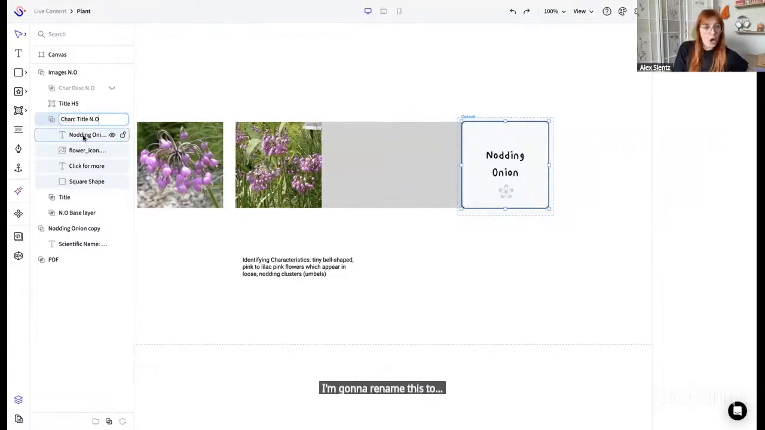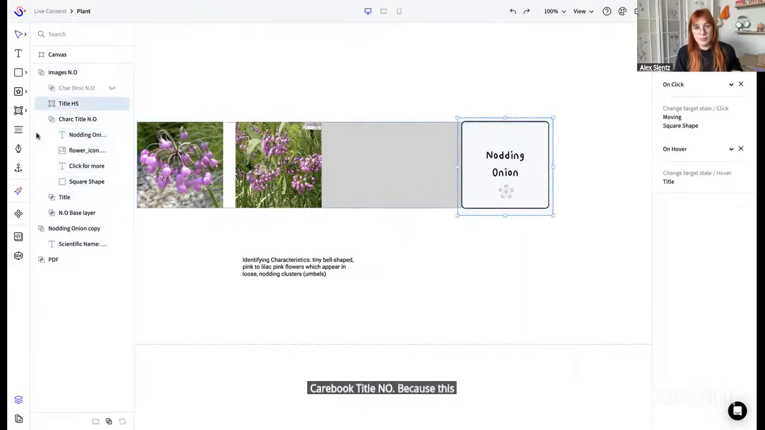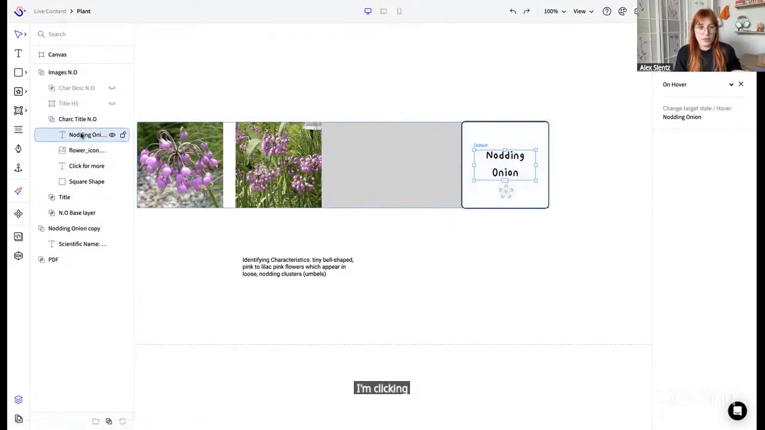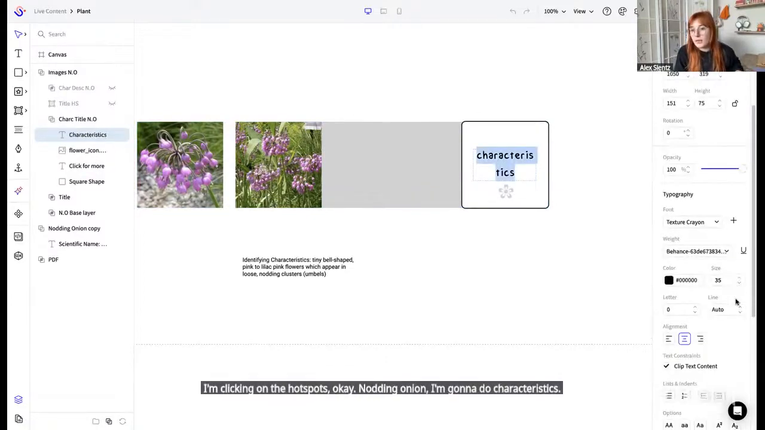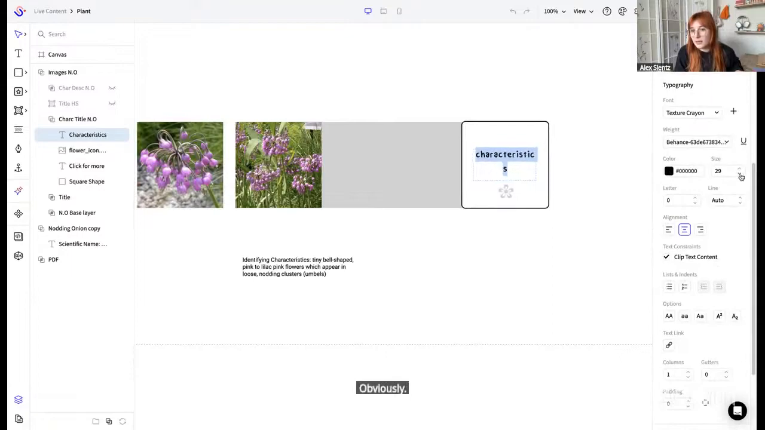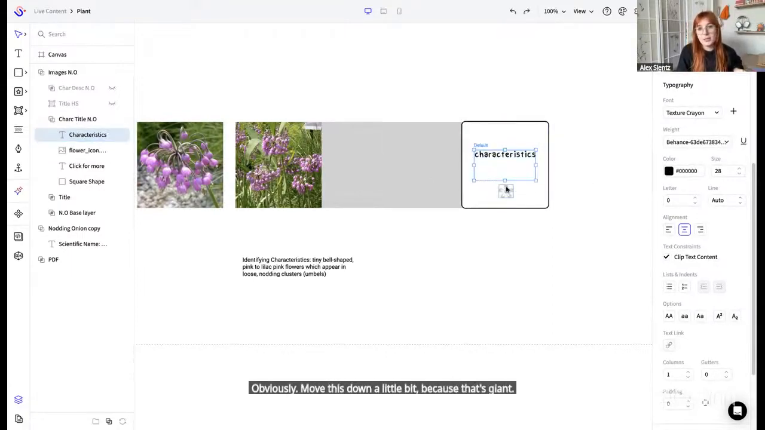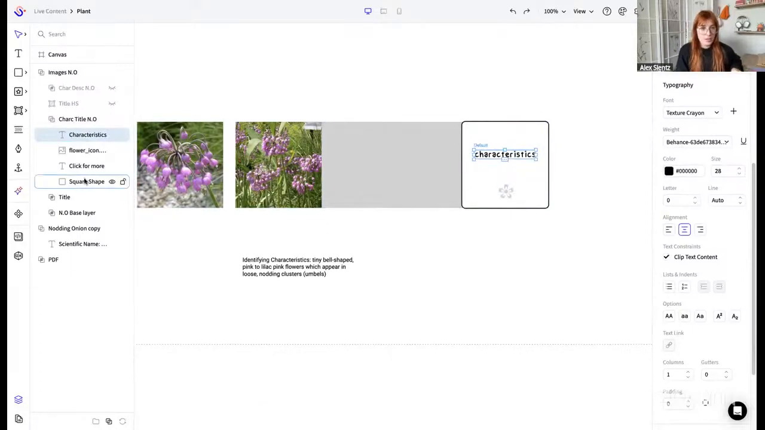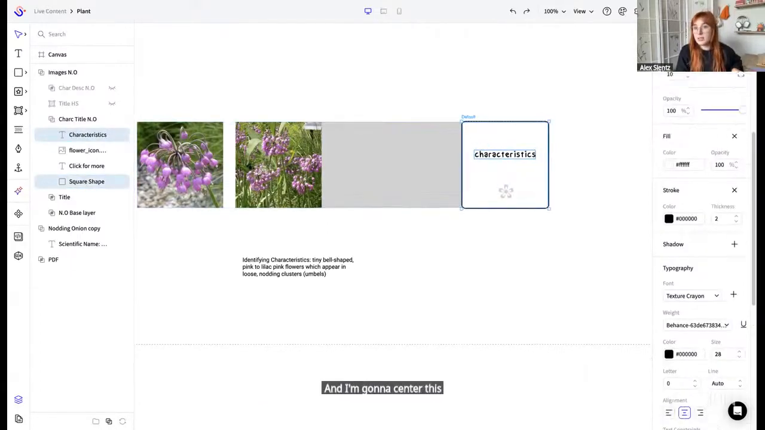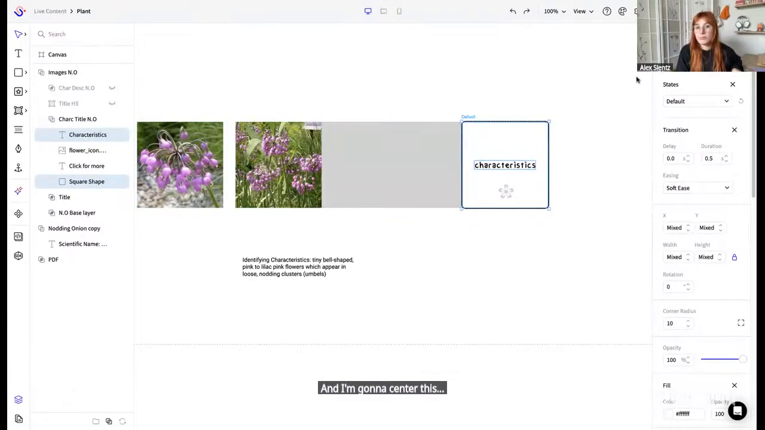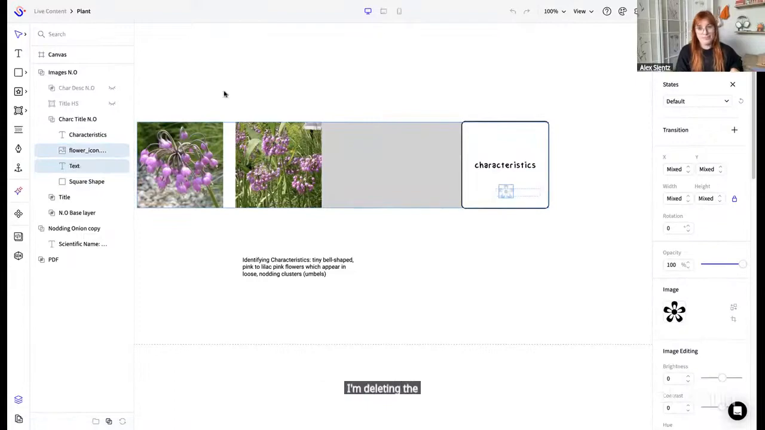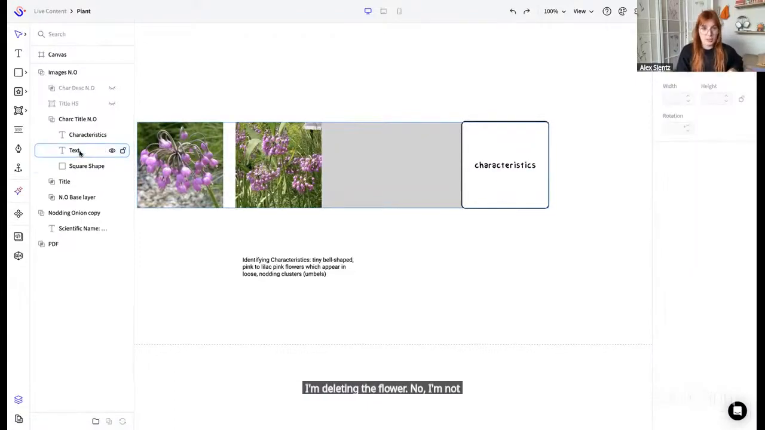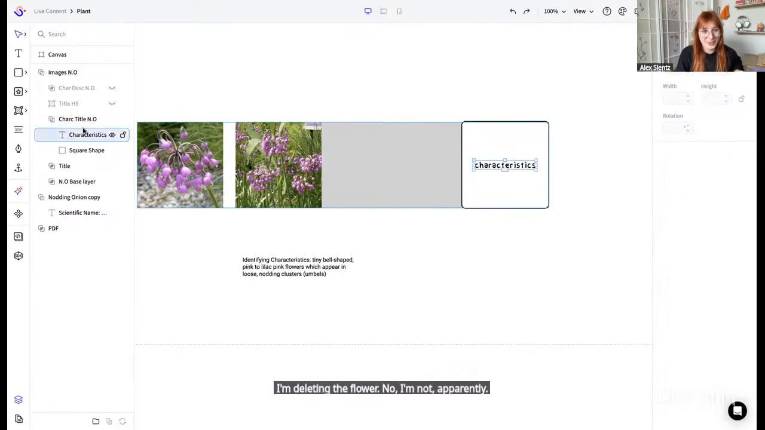Carebrick title NO, because this is now going to say, oh, I'm clicking on the hotspots. Okay. Nodding onion. I'm going to do characteristics. Obviously move this down a little bit because that's giant. And I'm going to center this. I'm deleting the flower. No, I'm not, apparently. Okay, cool.